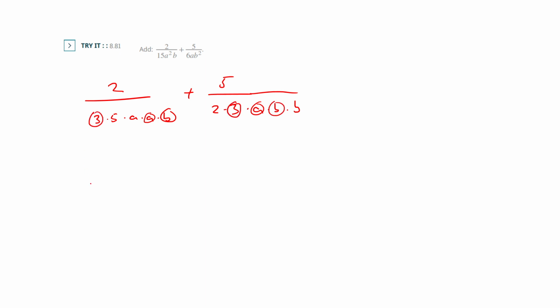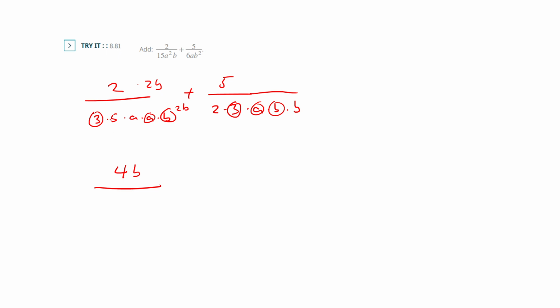Okay, pause it if you want to try it on your own. I'm going to break it down. Okay, let's do our matches here. We've got A's match, got a B that matches, got a 3 that matches. So this side on the left needs another 2 and another B. So I'm going to multiply by 2B on the top and the bottom. It's got to be balanced.